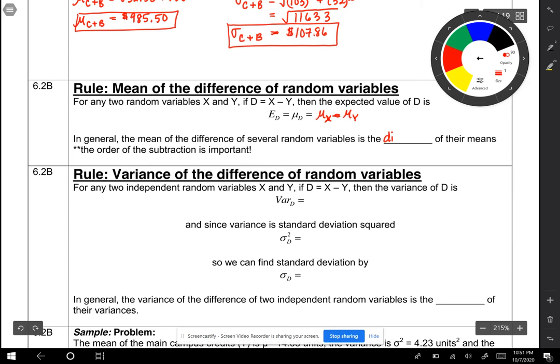However, the order is really important. So the order does matter in finding the difference. So make sure you pay attention to what it's asking you to do.